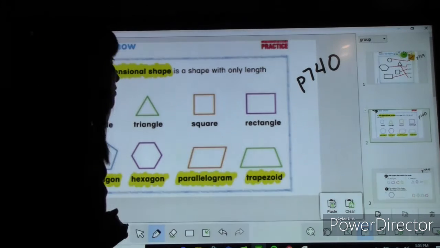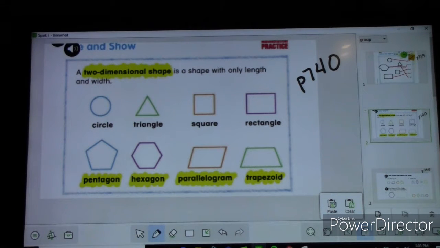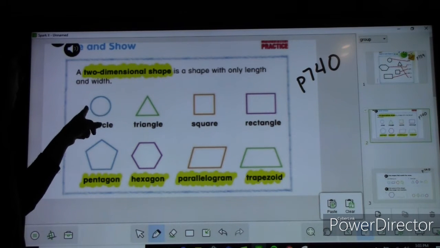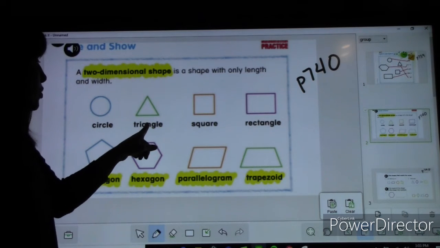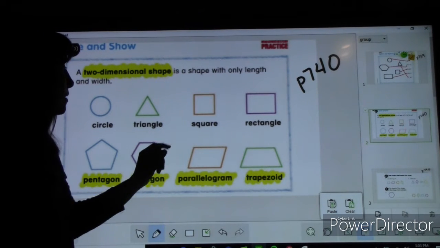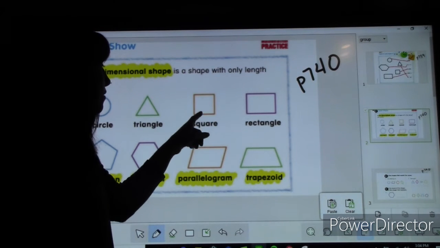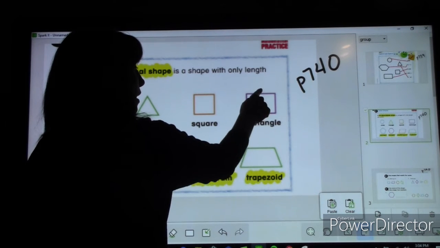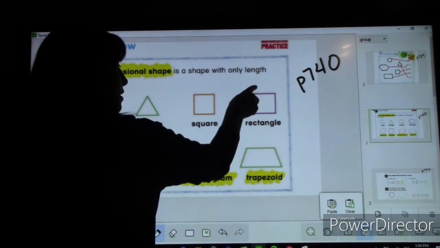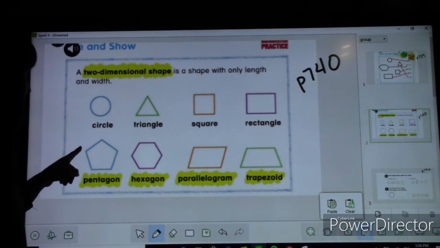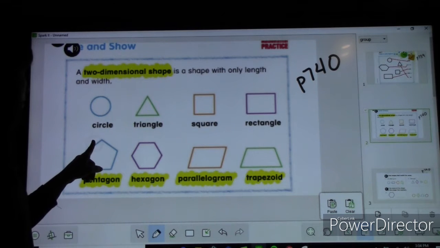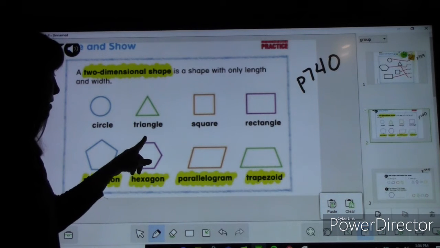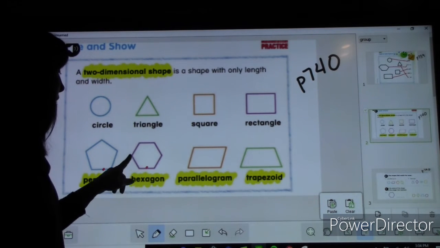We're going to turn to page 240. On 240, they show us all the different shapes. So we have a circle, which has 0 sides. It's just one big line that connects to itself. We have a triangle with 1, 2, 3 sides, a square with 1, 2, 3, 4 equal sides, a rectangle with 2 sides that are equal, and the other 2 sides equal. So 2 short sides, 2 long sides. We have a pentagon. The word penta means 5, so a pentagon is going to have 1, 2, 3, 4, 5 sides. We have a hexagon, which we already said has 6 sides. 1, 2, 3, 4, 5, 6.